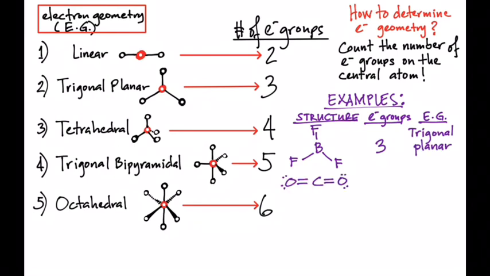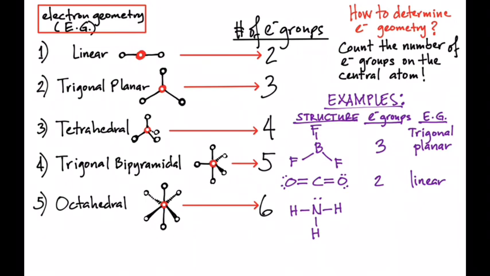Carbon dioxide. When you draw the Lewis dot structure for carbon dioxide, you can see that carbon is the central atom, and carbon has 2 electron groups, right? A double bond counts as a single electron group, and we know that carbon has 2 double bonds, and so it would have 2 electron groups, and this would be a linear molecule.